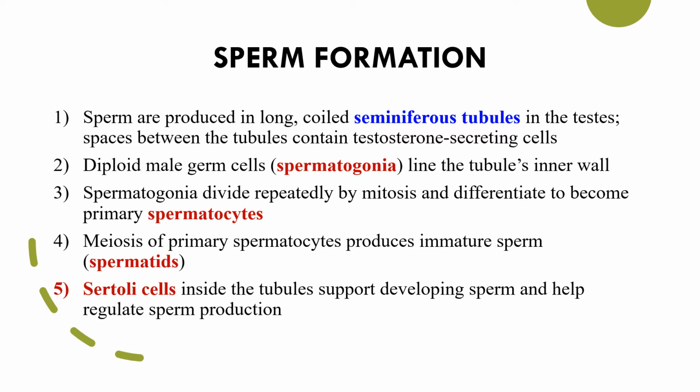For the sperm formation, the sperm are produced in long-coiled seminiferous tubules in the testes. Spaces between the tubules contain the testosterone-secreting cells. Diploid male germ cells, or the spermatogonia, line the inner wall of the tubules, and the spermatogonia divide repeatedly by mitosis and differentiate to become primary spermatocytes. Meiosis of primary spermatocytes produces immature sperm, or the spermatids, and we have the Sertoli cells inside the tubules to support the developing sperm and help regulate sperm production.